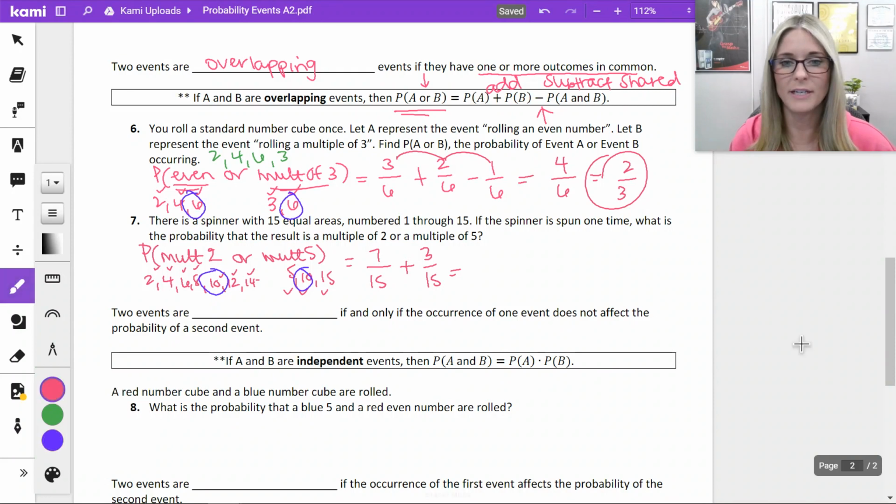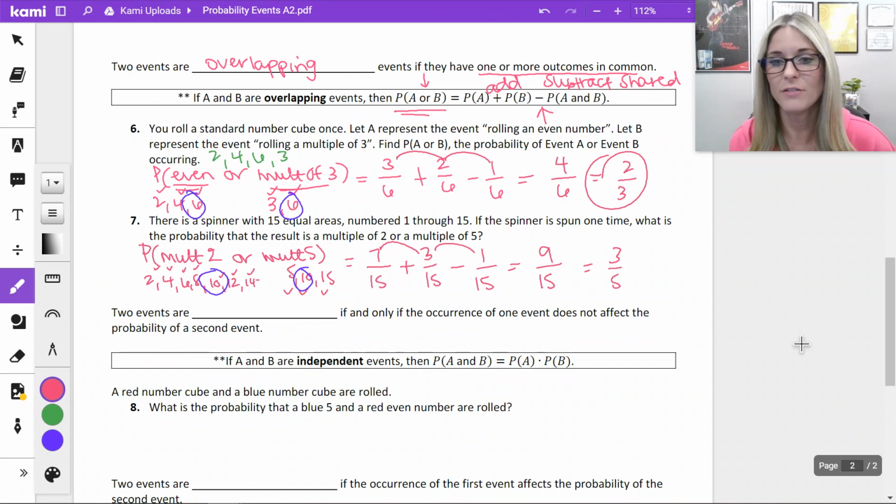So let's go back to our probability and make sure that we subtract away that 1 that we've double dipped on. The probability of spinning a 10, there's only 1 10. I don't get to double dip on it. I've already counted it once. I don't get to count it twice. So let's add and subtract our fractions here, keeping my common denominator of 15. 7 plus 3 is 10, minus 1 gives me 9 out of 15. I could simplify that to 3/5. I have a 3/5 probability of spinning a multiple of 2 or a multiple of 5 on this spinner.